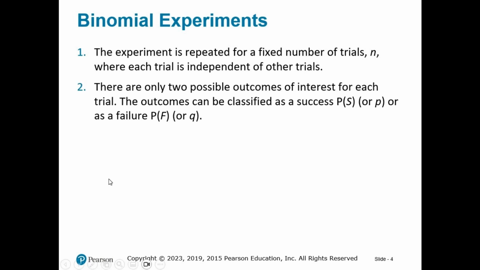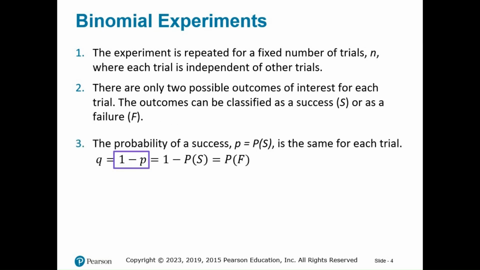We also have a fixed probability of success, so the notation we use is P of S, or lowercase p, to talk about the probability of successful trials, and we use P of F, or lowercase q, for a failure. Again, these are fixed for each of the trials. Also, the sum of the probability of success and the probability of failure equals 1. So if you know the probability of success, you can subtract it from 1 and you have the probability of failure, and vice versa.